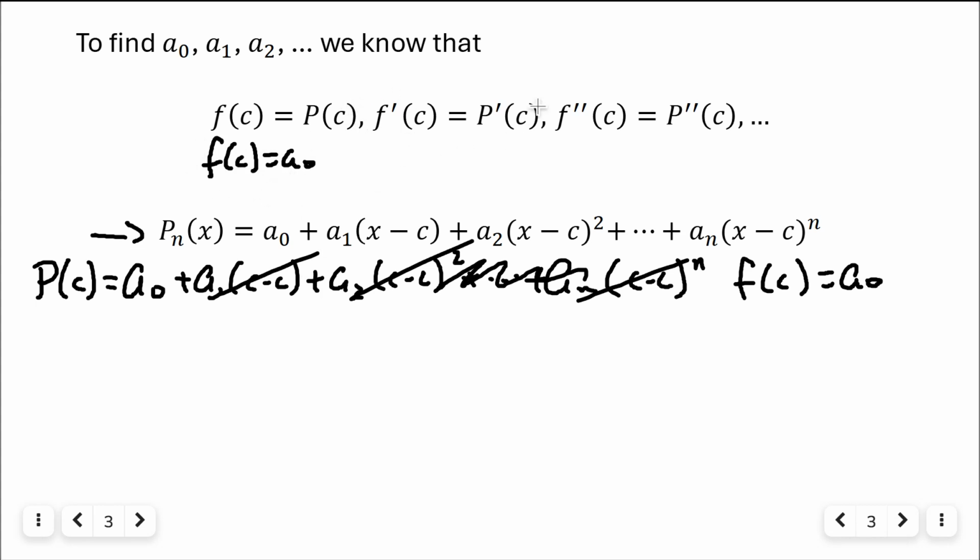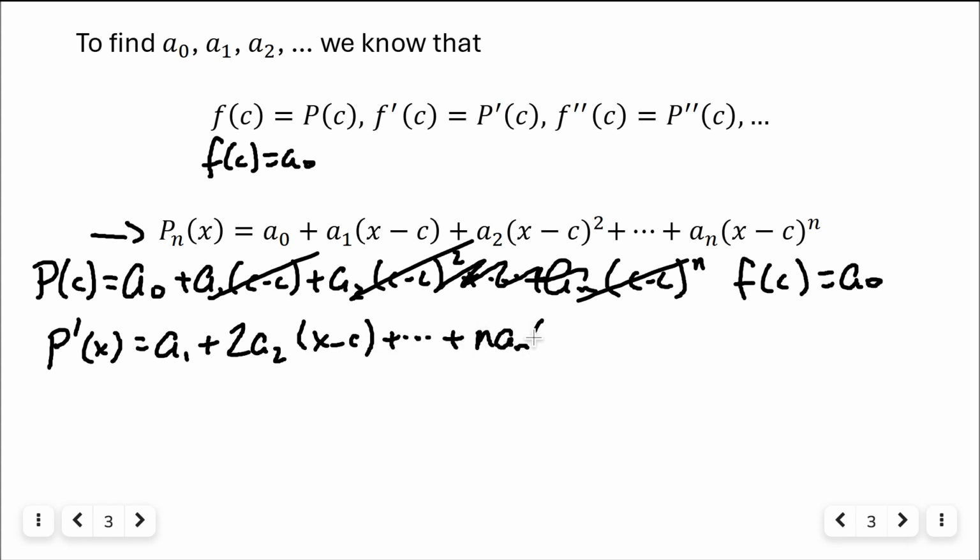All right, so now let's find the derivative p prime of c. So let's find the derivative of p. P prime of x is, derivative of a0 is 0, it drops out. The derivative of a1 times (x minus c) will be a1. The derivative of a2 times (x minus c) squared is 2a2 times (x minus c). And we can go on forever. The derivative of an times (x minus c) to the n is n an times (x minus c) to the n minus 1.